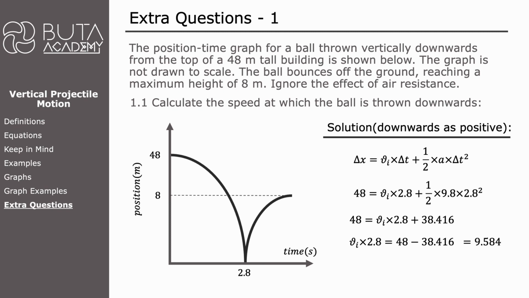To calculate the initial velocity, we have to divide it by 2.8. The answer, rounded to 2 decimal places, is 3.42 meters per second.